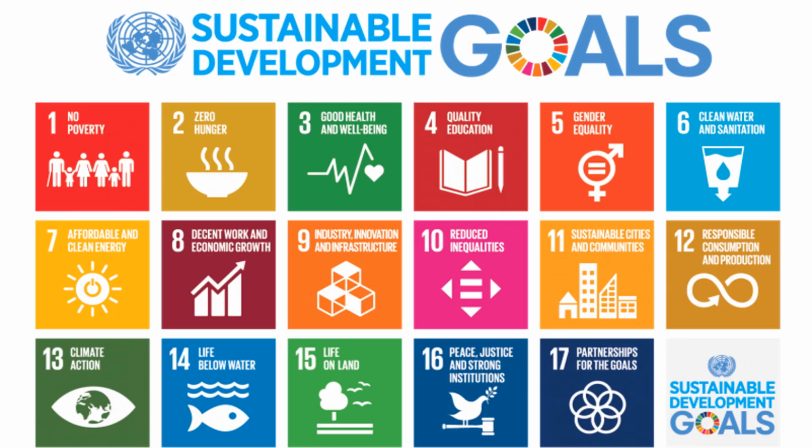These are the 17 sustainable development goals. Starts from no poverty, zero hunger, good health and well-being, quality education, gender equality, clean water and sanitation, affordable and clean energy, decent work and economic growth, industry, innovation and infrastructure, reduced inequalities, sustainable cities and communities, responsible consumption and production, climate action, life below water, life on land, peace, justice and strong institutions, partnership for the goals.